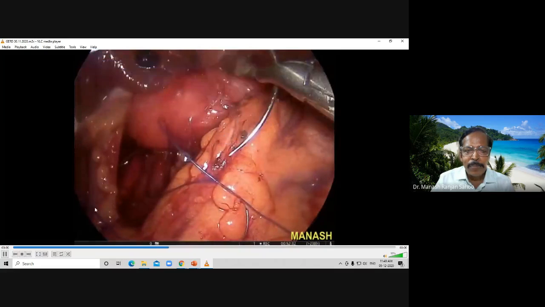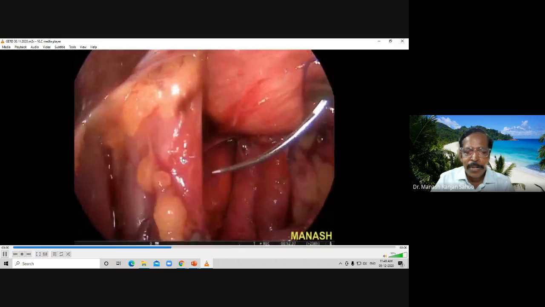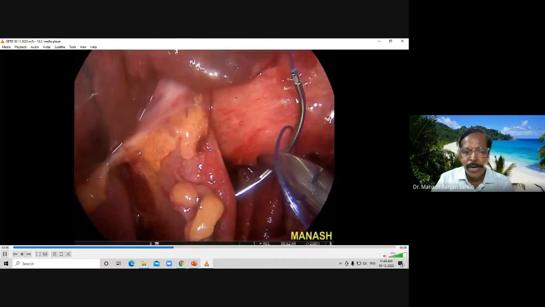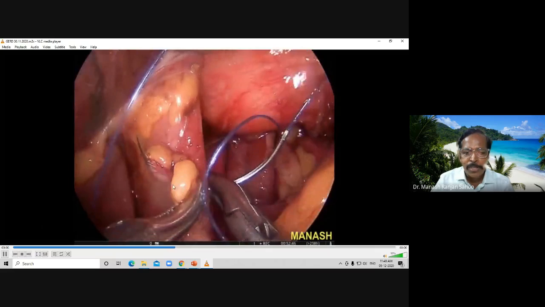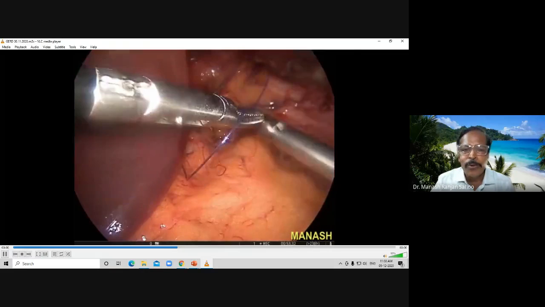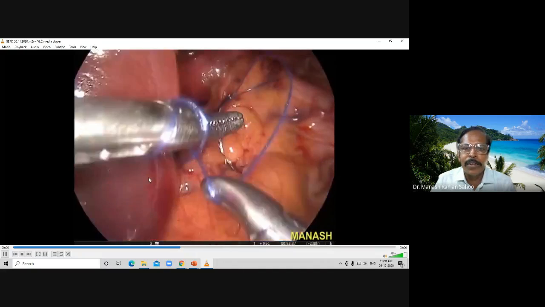And remember, while going through the right crus, this is the diaphragmatic fascia. You can see the diaphragmatic fascia very well. This is the white diaphragmatic fascia, and that must be included. Once you include the diaphragmatic fascia and throw a knot, then the cruropexy remains stable. You do not have a cut-through effect.